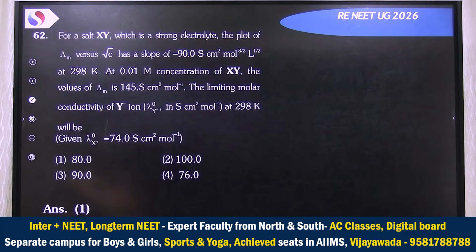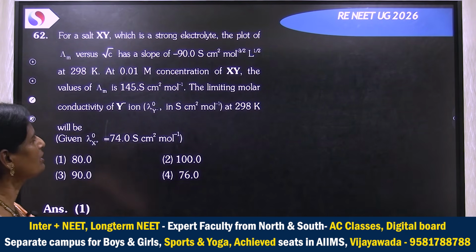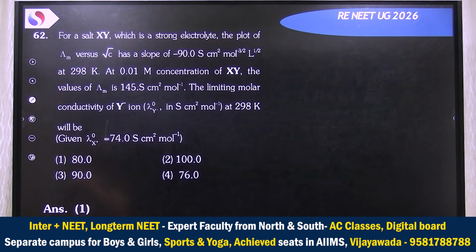For a salt XY, which is a strong electrolyte, the plot of lambda m versus root c has a slope of minus 90 S cm² mol⁻³ᐟ² L^½ at 298 K. At 0.01 molar concentration of XY, the value of lambda m is 145 S cm² per mole.